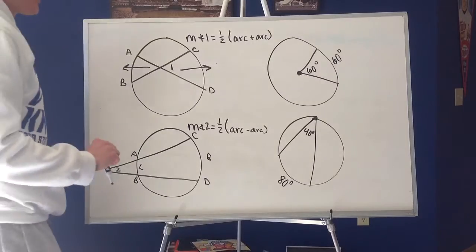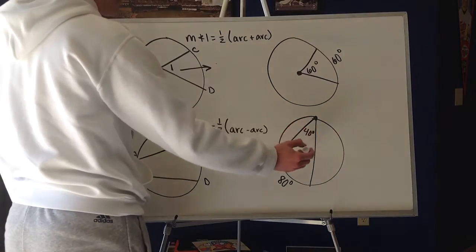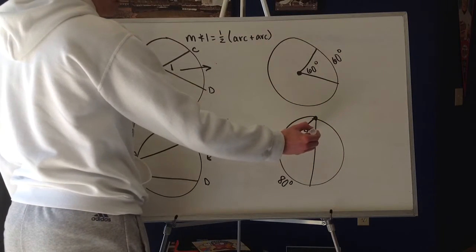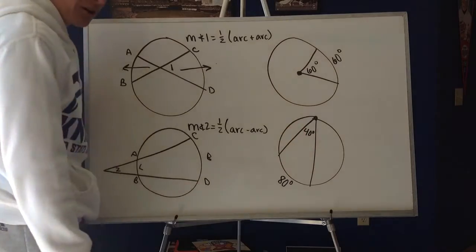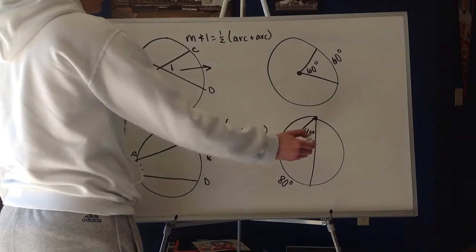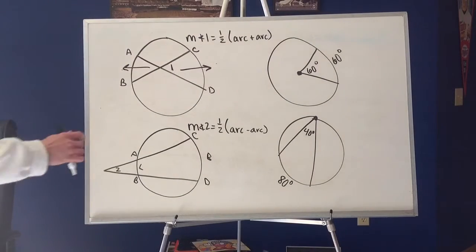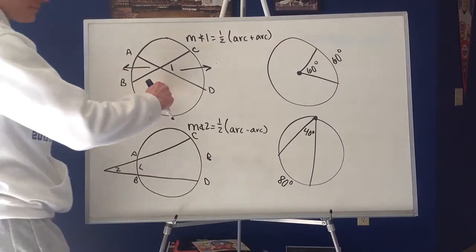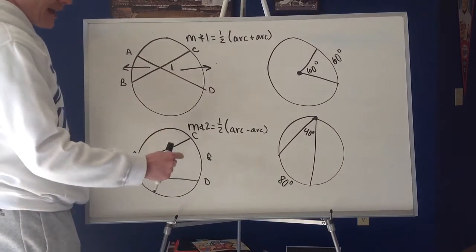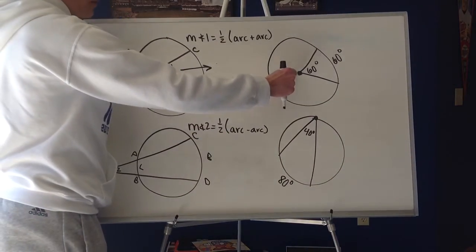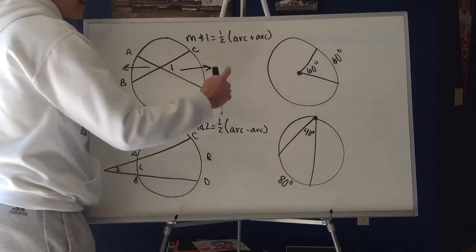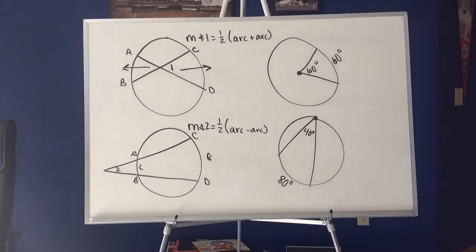And then the last type we have is inscribed. Inscribed angles are always going to be half their arc. So if the angle's 40, then the arc's going to be 80. If the arc's 80, the angle's 40, etc. So again, interior, exterior, central, inscribed. Those are the 4 types. Make sure you know those.